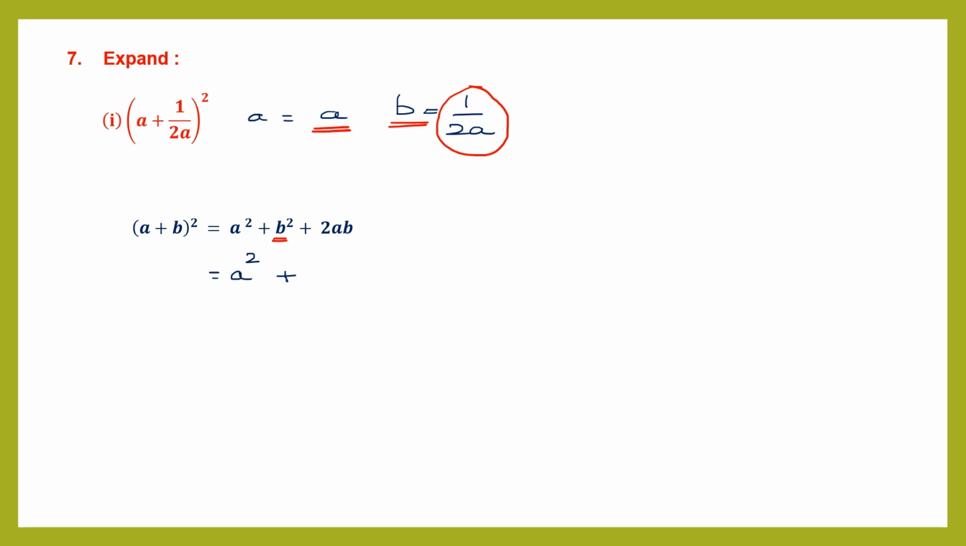In the place of b square, I'm going to write 1 by 2a the whole square, plus 2ab, which means 2 into a into b. And what is a? a is a itself. So let's write a into, what is b? b is 1 by 2a. So what have we done? We have expanded this. Now we're going to work this out and get our final answer.